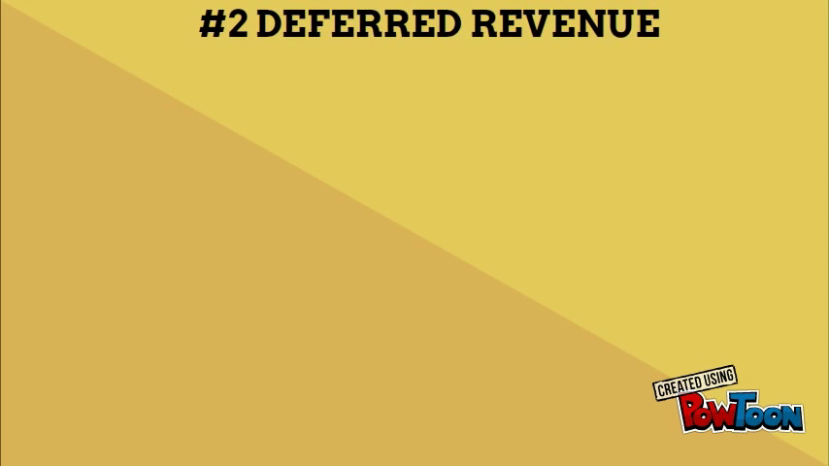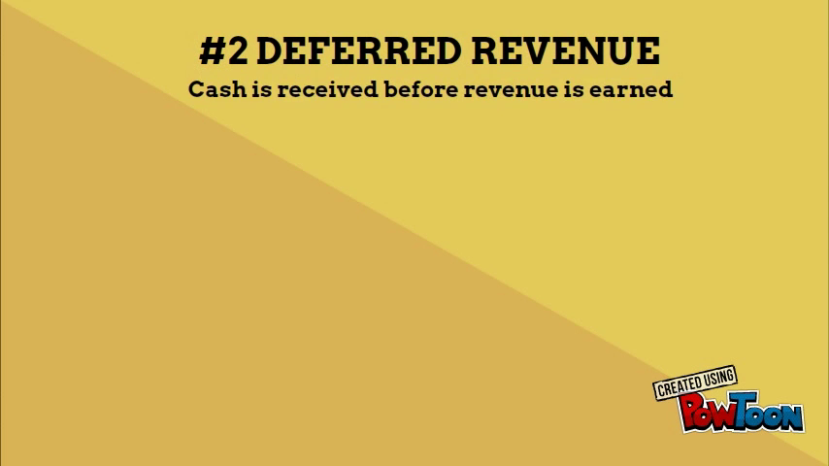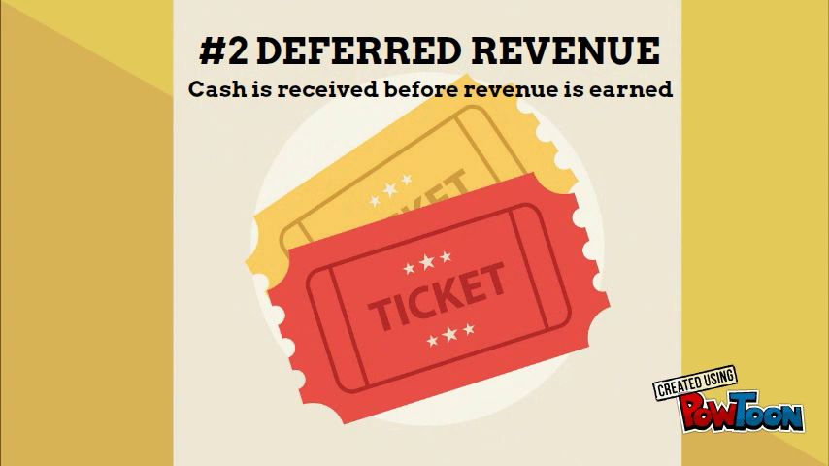Number two, deferred revenue. This is when cash is received before revenue is earned. For example, the band decides to offer a promotion where a discount is received if you pre-purchase tickets to more than one of their shows.